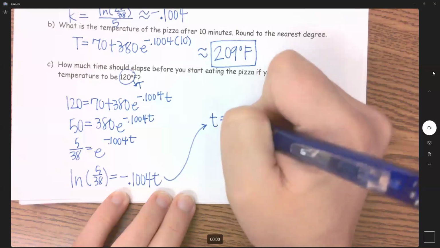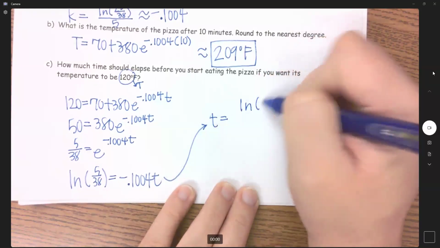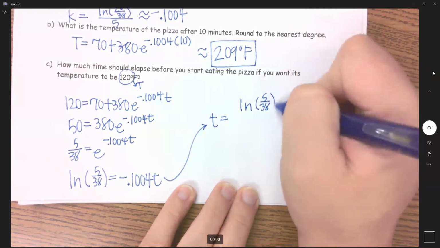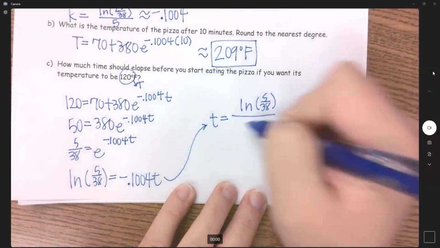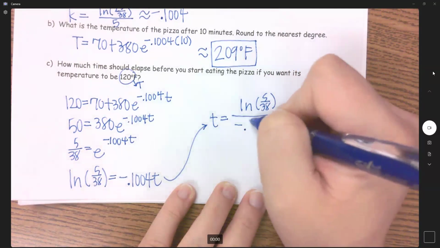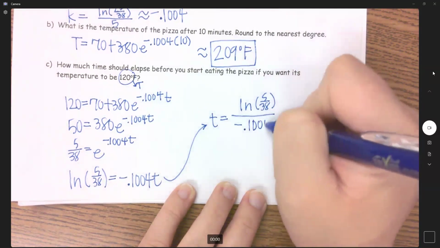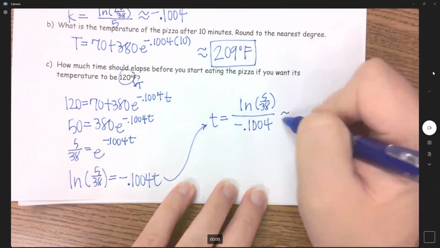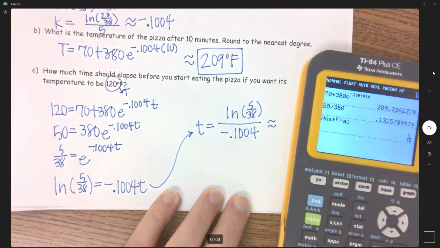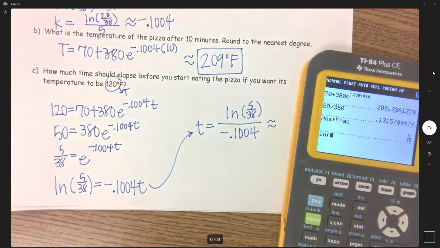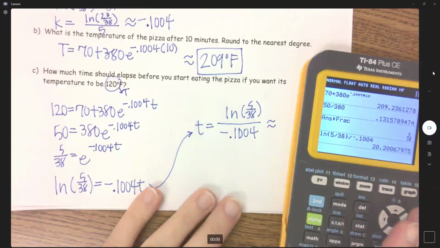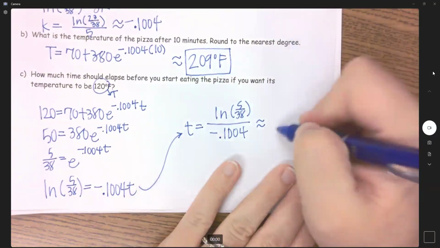So we're going to get t equals the natural log of 5 over 38 divided by negative 0.1004. And that's going to give me what? It doesn't tell me how to round. I'm going to just go ahead and round to the nearest whole minute, and that's about 20 minutes.